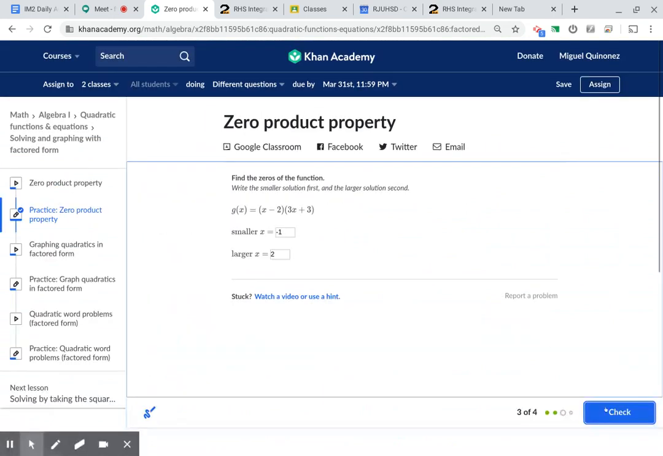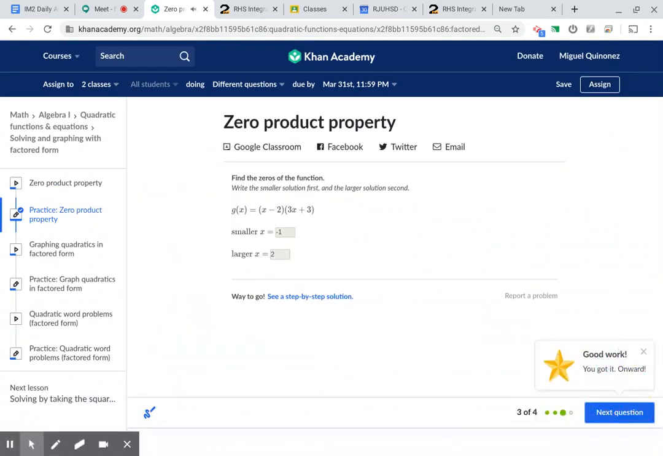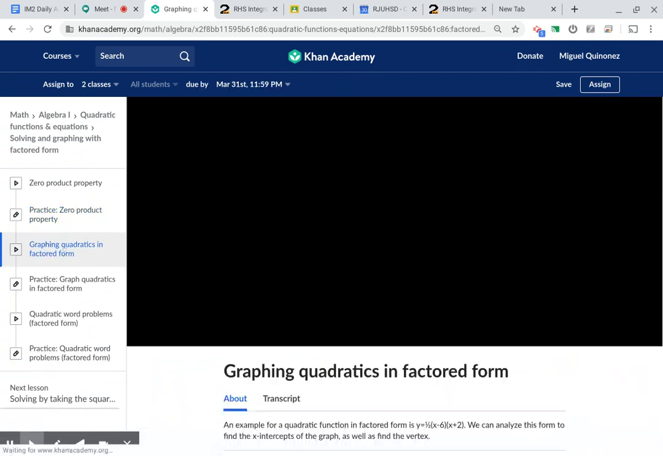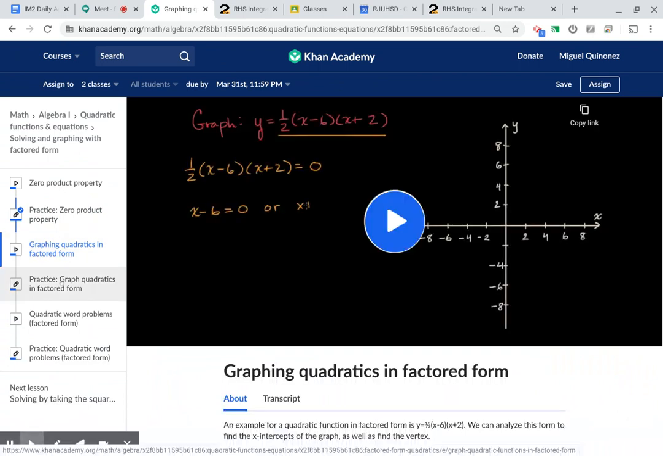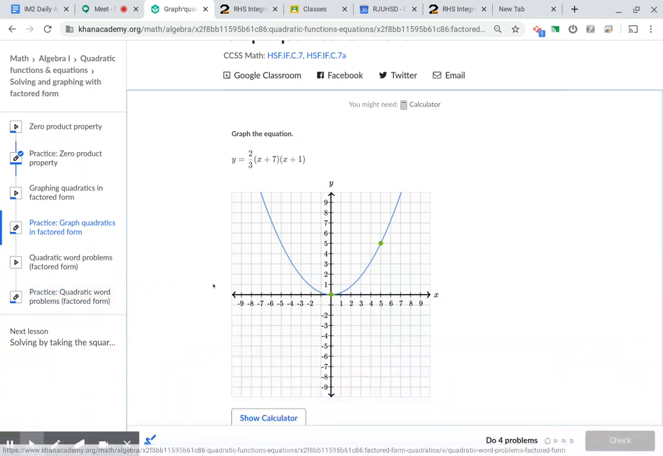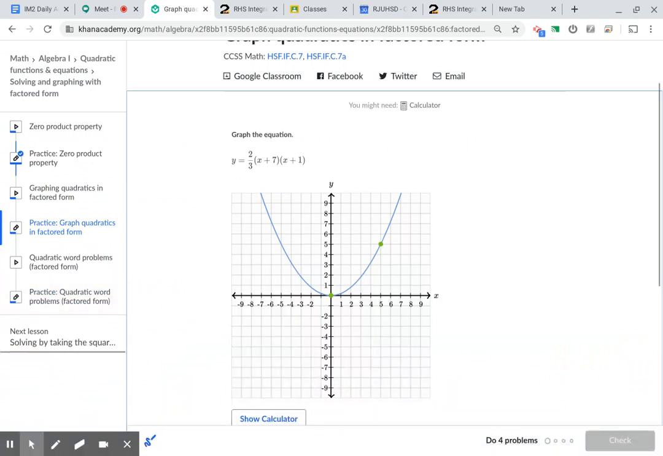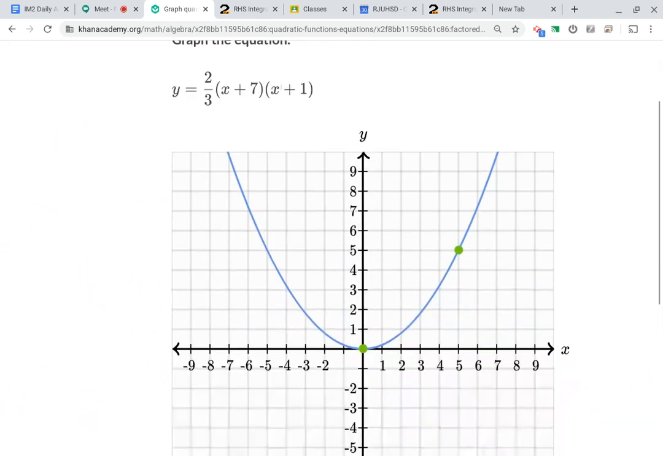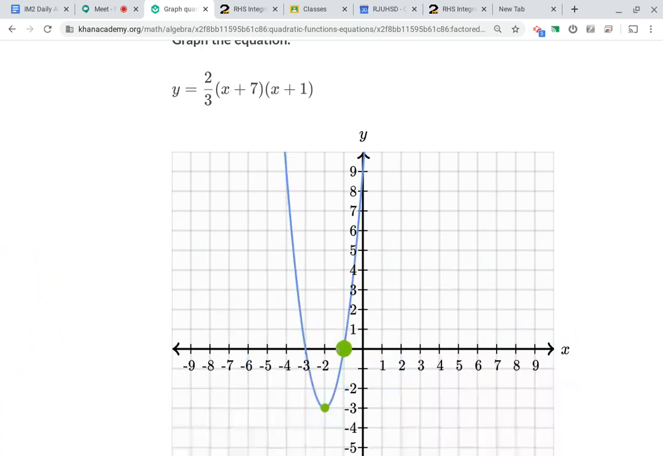All right, so I'm going to assign this to you guys, and then I'll stay with you as you do it, okay? When you graph it, the graphing, we're going to just introduce it for today. We're not going to finish it today. So the x-intercepts are going to be -1 and -7 right there.